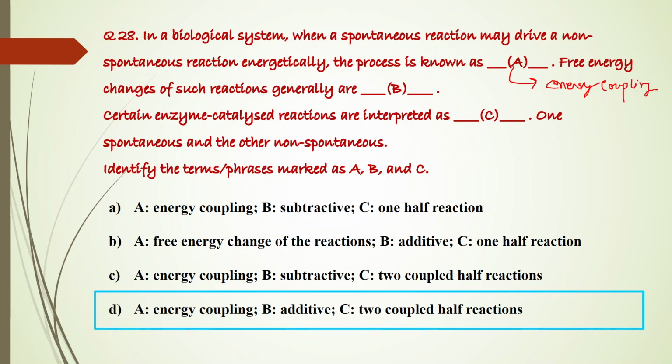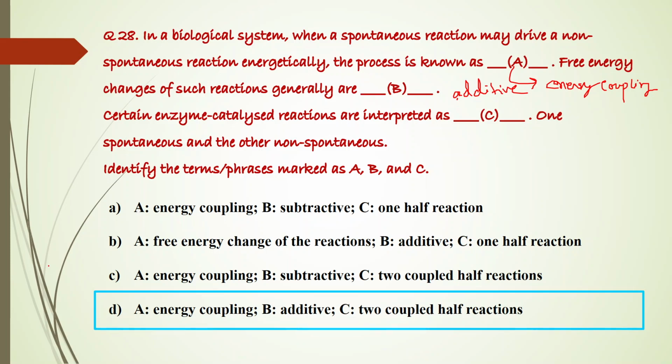Fine. Next thing is, changes of such reactions generally are what? So how do we get the energy change in case of coupled reaction? Simply by adding them, their individual delta G values are added to get the overall delta G. So free energy changes of such reactions are generally what? They are additive.